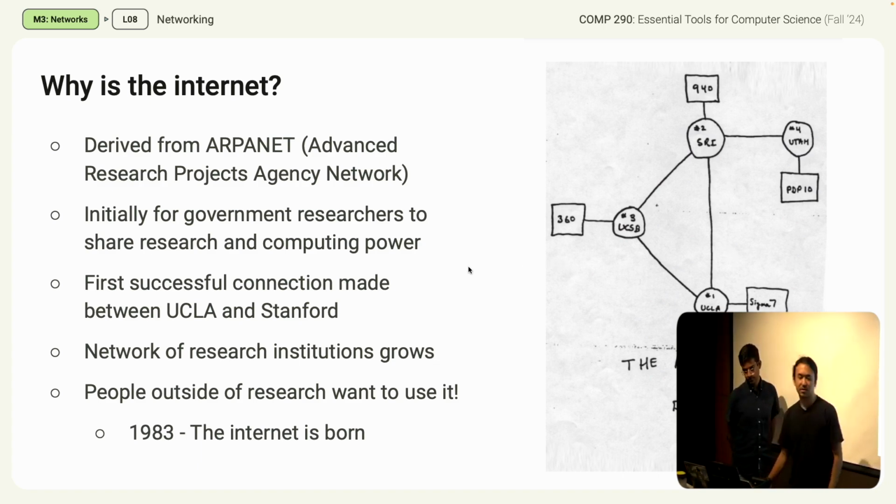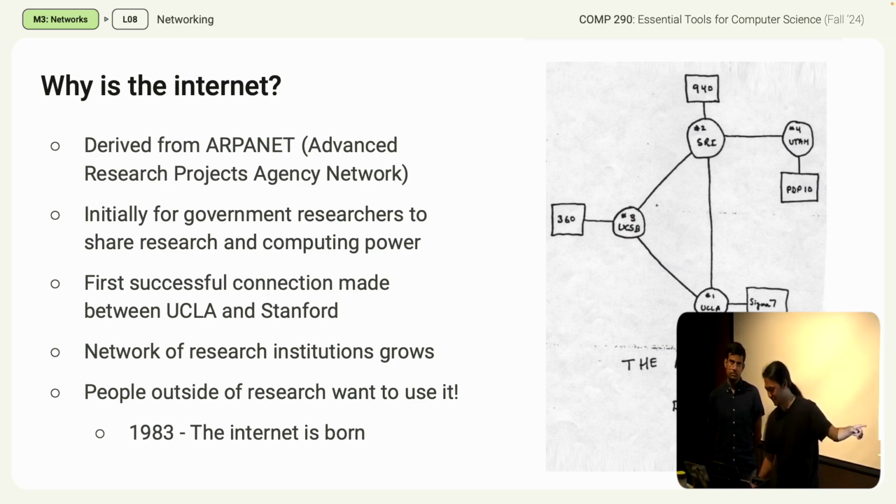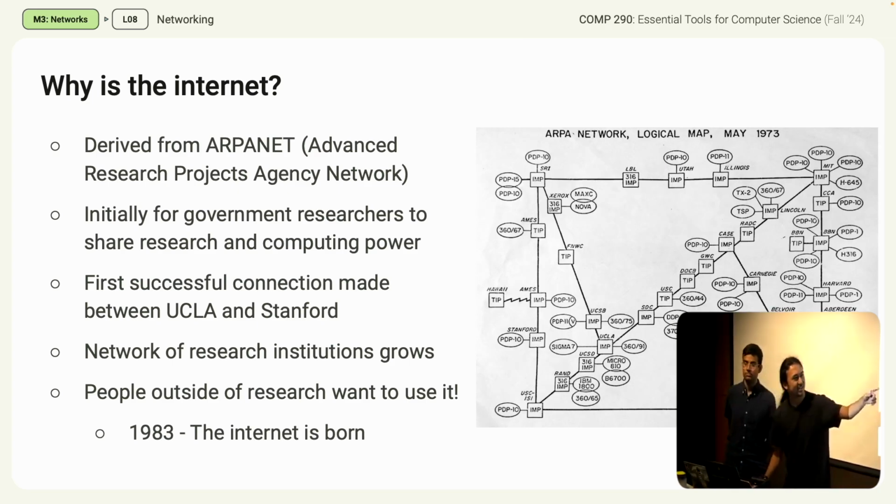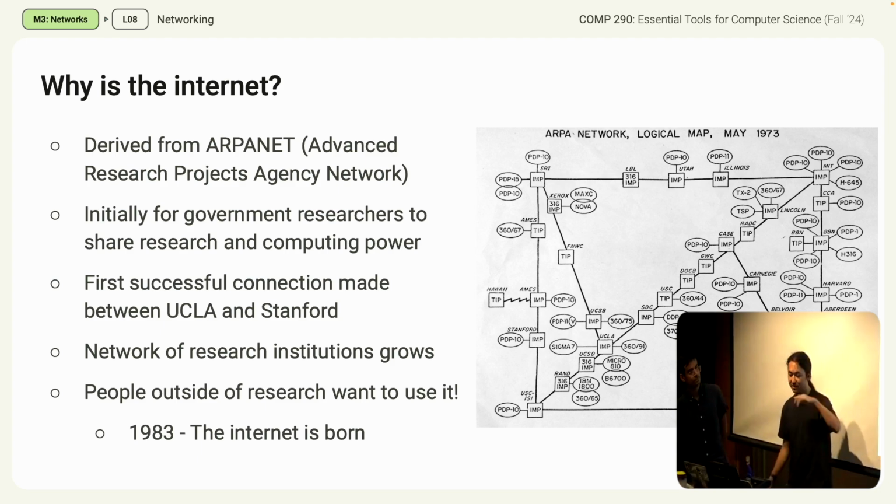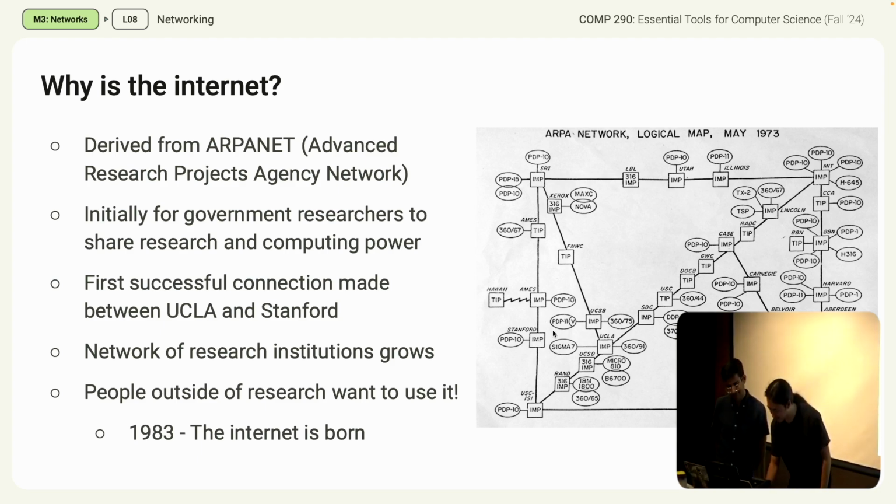And so over time, the network of research institutions grew as more and more people wanted to get online. So, on the East Coast, now people are interested, I want to share research with Stanford. I want to talk to those guys. And so keep in mind, this is December 1969. In May of 1973, just not even 4 years later, this is what the ARPANET looked like. And now we can see a lot of different places.